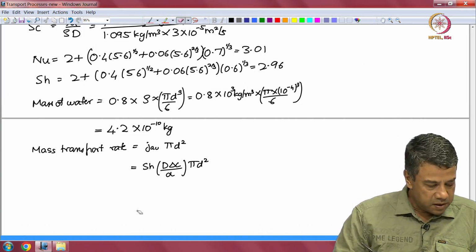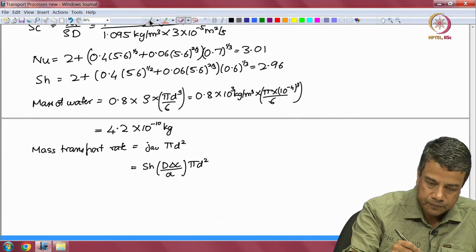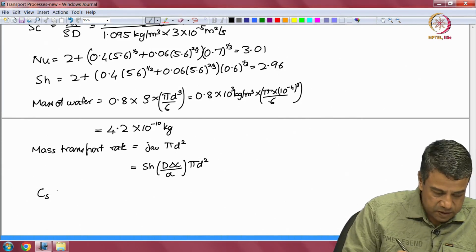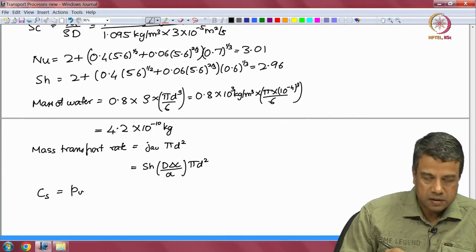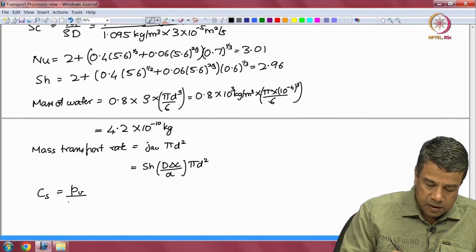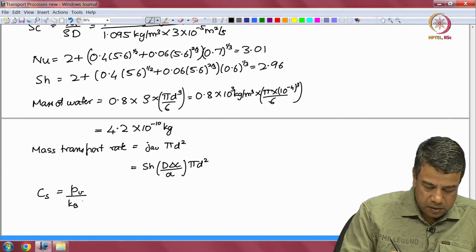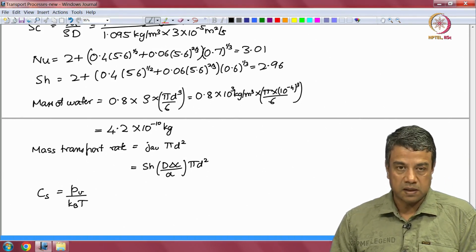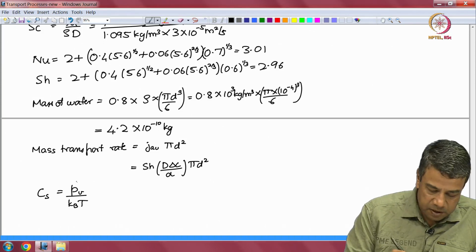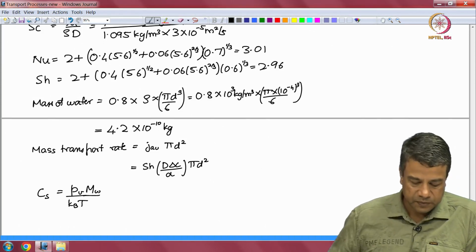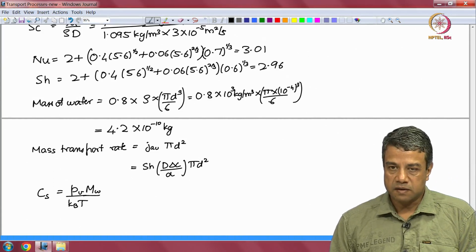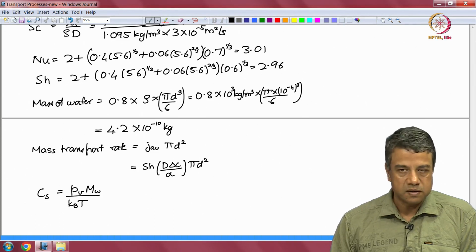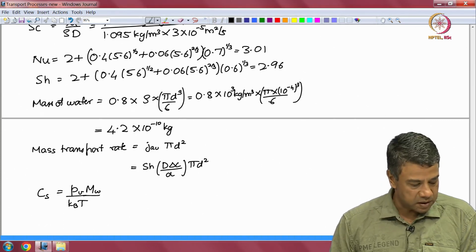You can estimate that using the ideal gas law. The concentration at the surface is equal to the vapor pressure, P by kT, which is the number of moles per unit volume, the molar density. I have to multiply that by the molecular mass. I use molecular mass if I use the Boltzmann constant, the molar mass if you use the ideal gas constant. In both cases you will get the same answer.